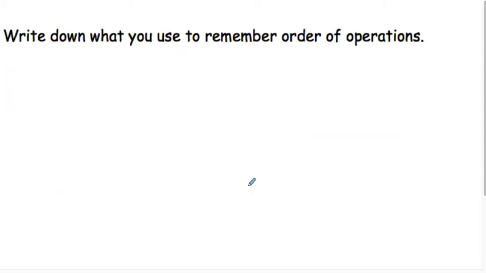All right. So, on your notes here, write down what you use to remember order of operations. You'll probably remember this. We use PEMDAS, or you probably remember that as please excuse my dear Aunt Sally or something like that. But basically what this means is we start off by doing everything inside parentheses. This can mean parentheses or brackets or braces, anything that looks like that.